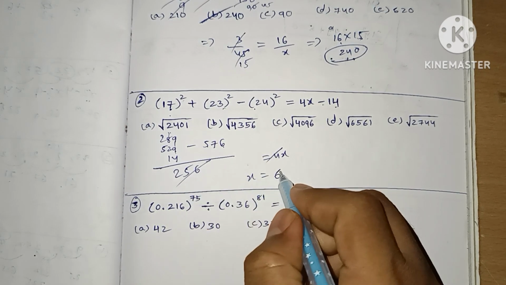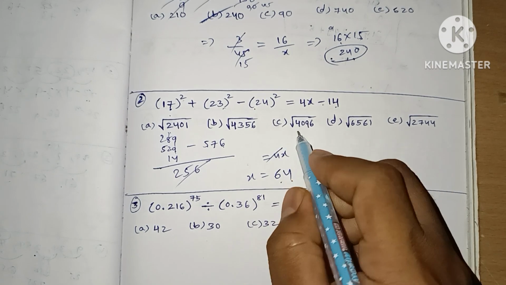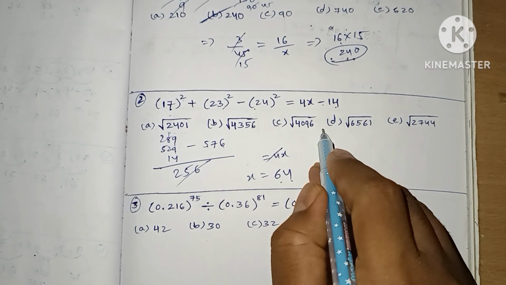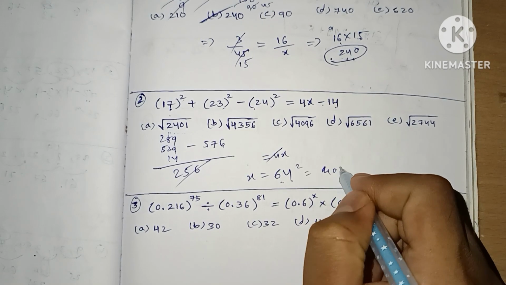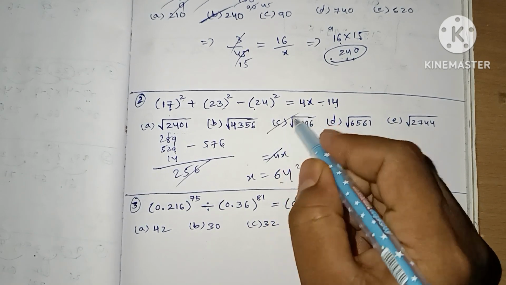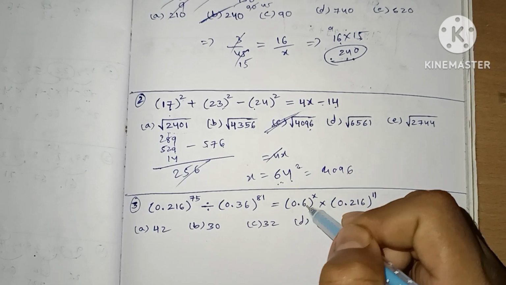6 times 24 and 4 times. So, we get 64. But we have under root values here. 64 square value, which is 4096. So our answer will be option C. Root over 4096 value is 64 square.